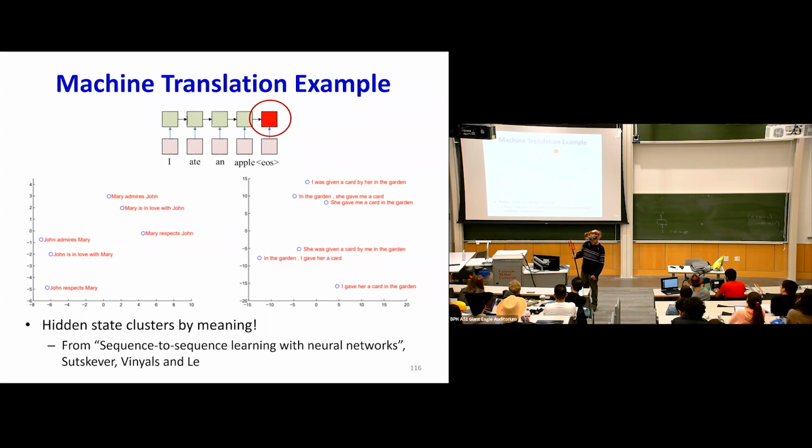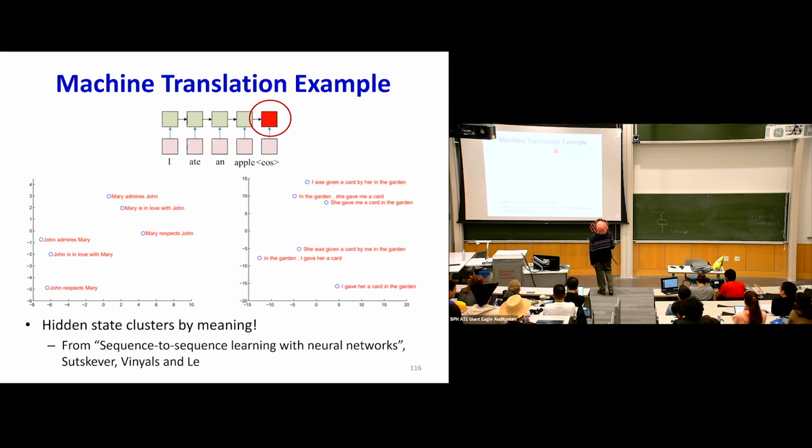Their patterns are the same, right? In fact, the arrangements are the same. The positions are different. And the positions are different because John admires Mary versus Mary admires John is the same as John is in love with Mary versus Mary is in love with John. So the hidden representation actually seems to capture the semantic structure of the input. It's pretty amazing.